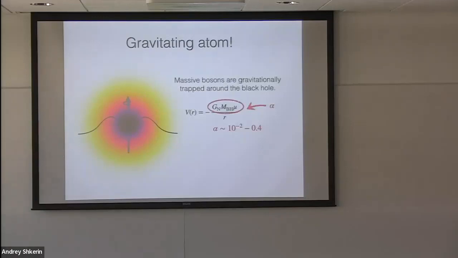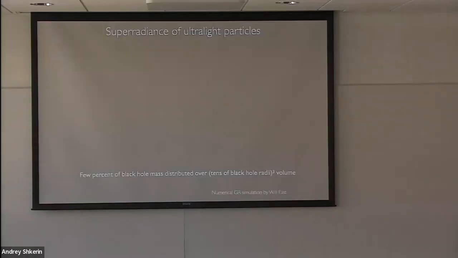Do I need to source those massive bosons from dark matter or from other sources? No, you don't. You can start with some quantum fluctuation in one particle, and the process will drive instability, as I will show you now.